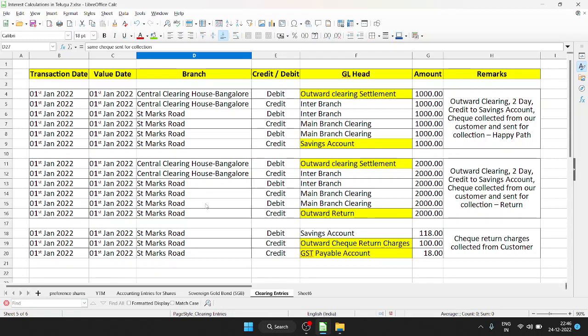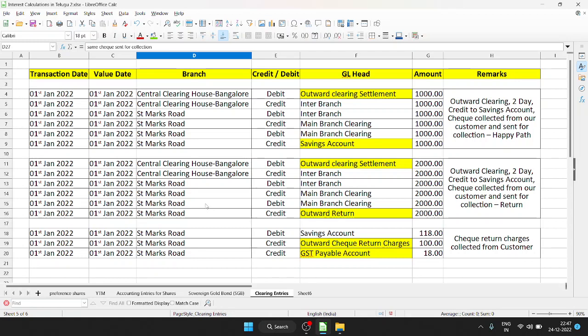So this is when a check is sent from X bank to the clearing house, and the clearing house can depend on the place. It can be SBI or it can be RBI. On the first day there won't be any entry posted in the system. On the second day we will post the entry. I will show you the happy path, meaning success, return, and how to collect the check, return check, check return charges, everything.